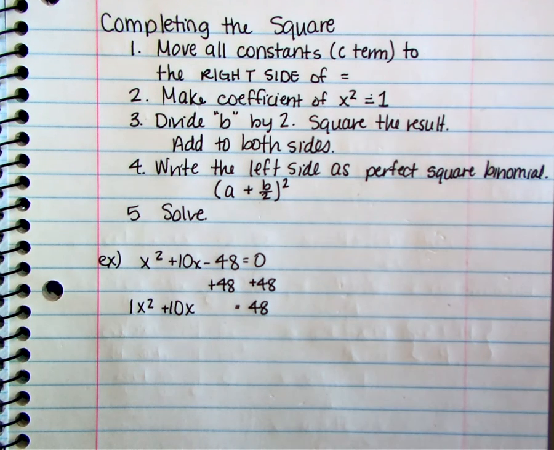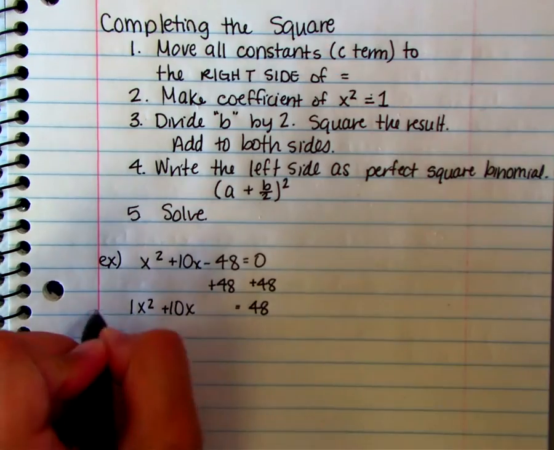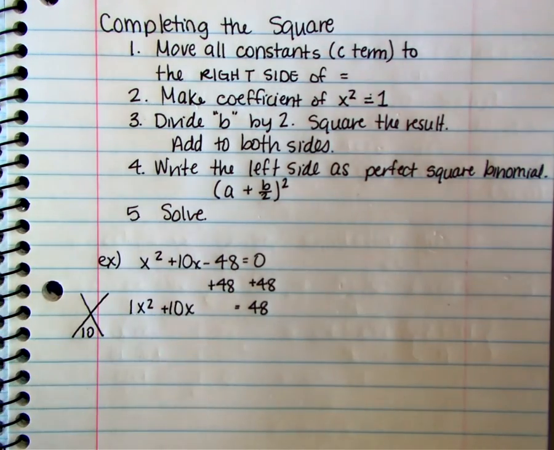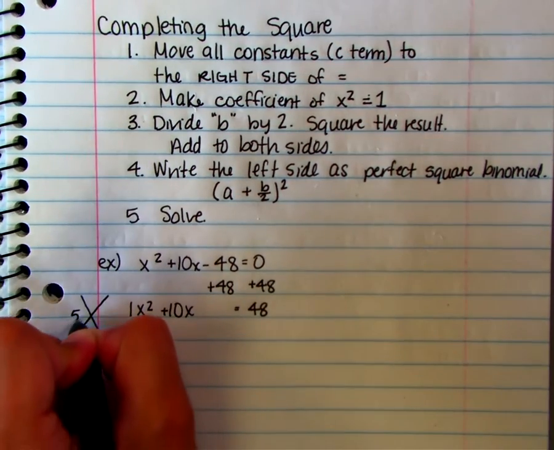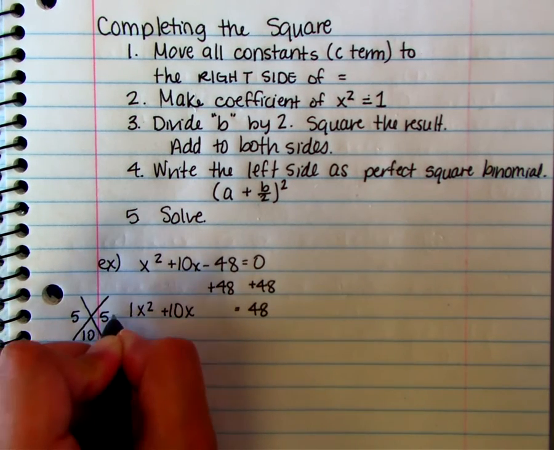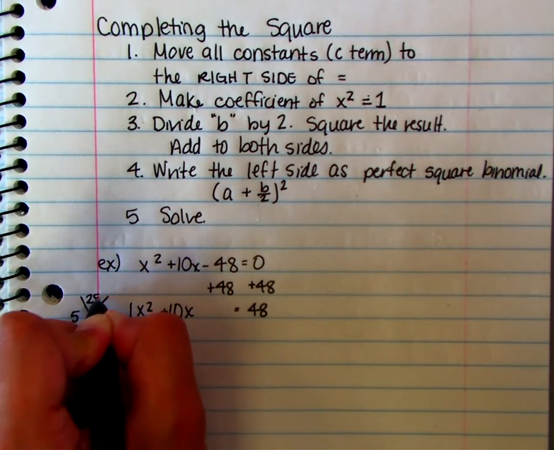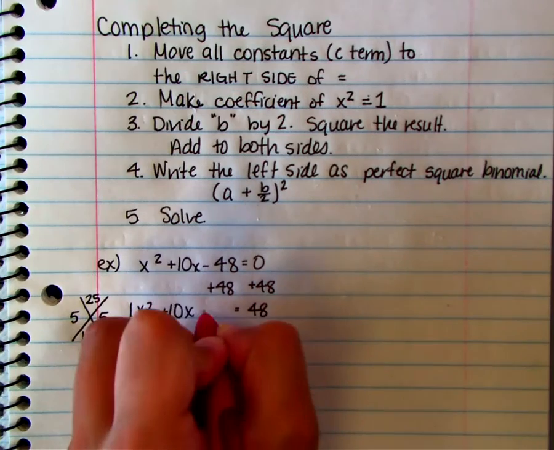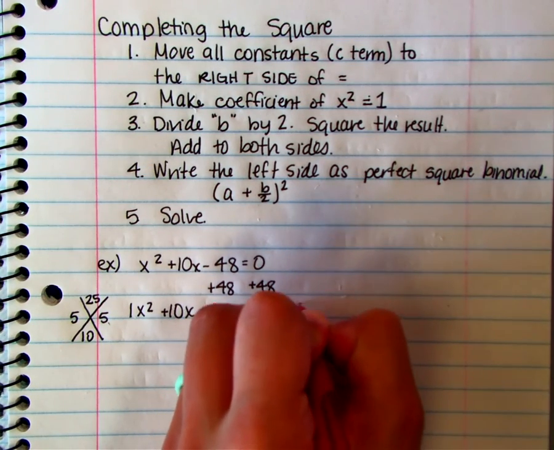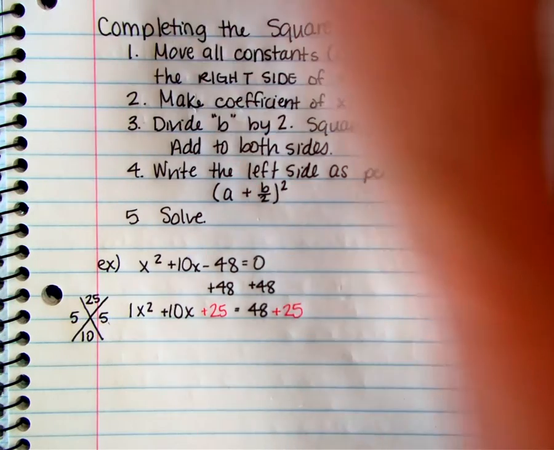Step 3 says divide the b value by 2, square the result, and add to both sides. If you think about factoring it, that b value is on the bottom. We're going to cut it in half. Those two numbers added together give you 10, but those two numbers multiplied, or squared, give you 25. So that 25 is what we're going to add to both sides. And because we're dealing with math and equals, everything is equal. So if you add it to the left side, you have to add it to the right side.